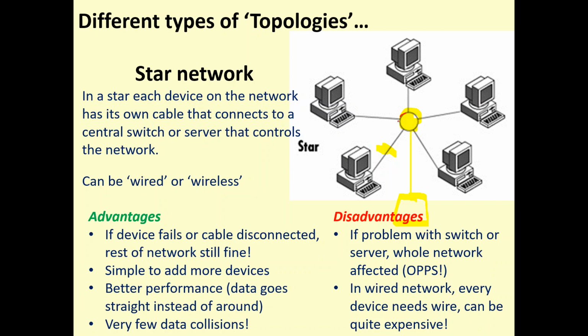If this central switch here breaks, the whole network would go offline. And in a wired network, every device needs its own wire, so it can be quite expensive. But generally, the main bad thing is if the central switch breaks, the whole network goes offline.